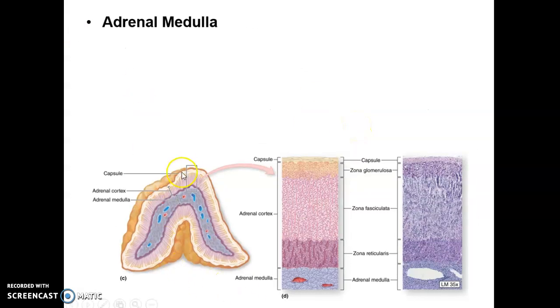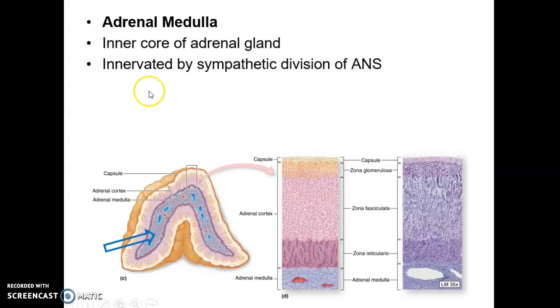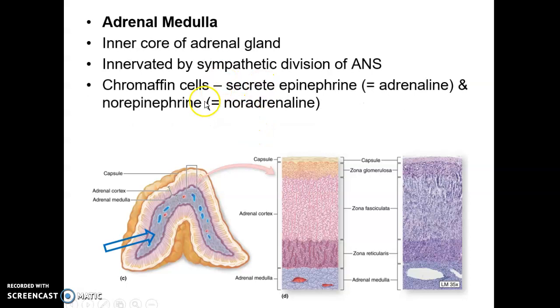So moving into the adrenal medulla, the central portion of the adrenal gland, inner core. It's innervated by the sympathetic division of the autonomic nervous system, and in response to stress, it will secrete epinephrine and norepinephrine.